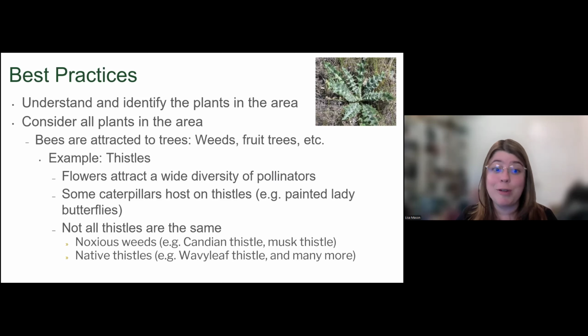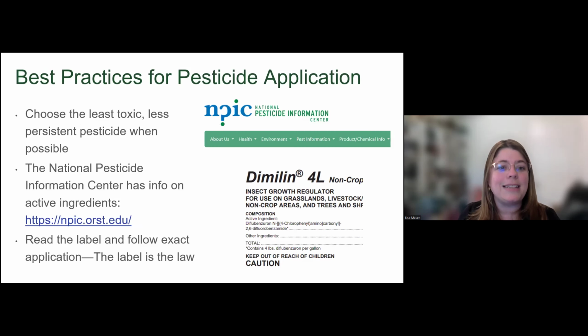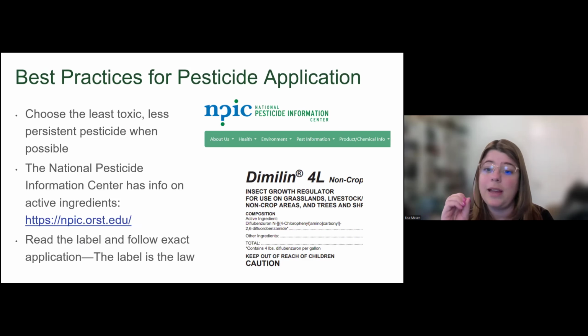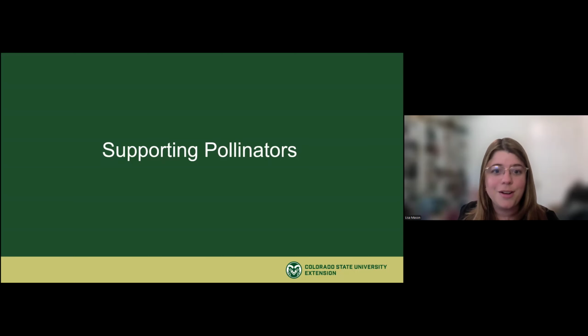One thing, if you are considering removal of some of these plants, the pollinators do depend on those for nectar sources. So maybe think about what could be replaced to help support those pollinators. As I mentioned, you've got to choose the least toxic, less persistent pesticide when possible. If you want to know more about the different active ingredients of pesticides, the National Pesticide Information Center is a great resource. You can search by active ingredients and read all about the hazards or not hazards of that particular pesticide.